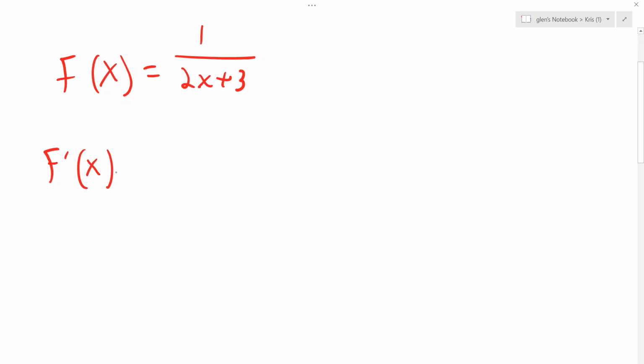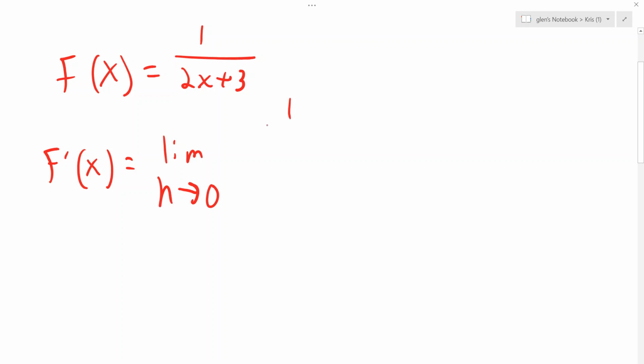Okay. So our first question, what was f of x? 1 over 2x plus 3, okay? And we're using the definition of derivative. So that means f prime of x should look like this for us, okay?